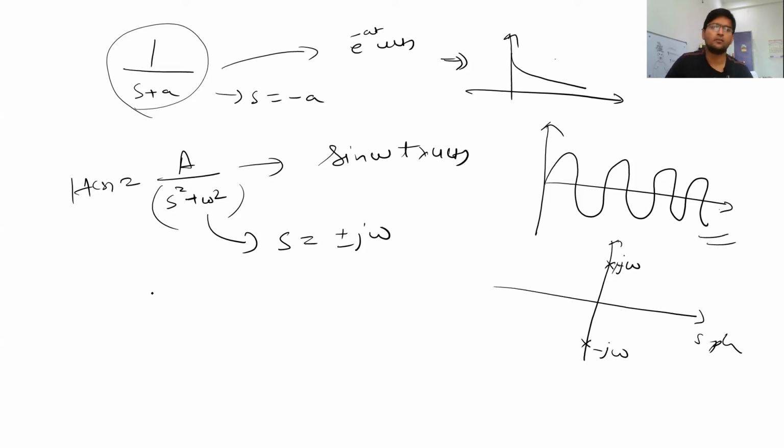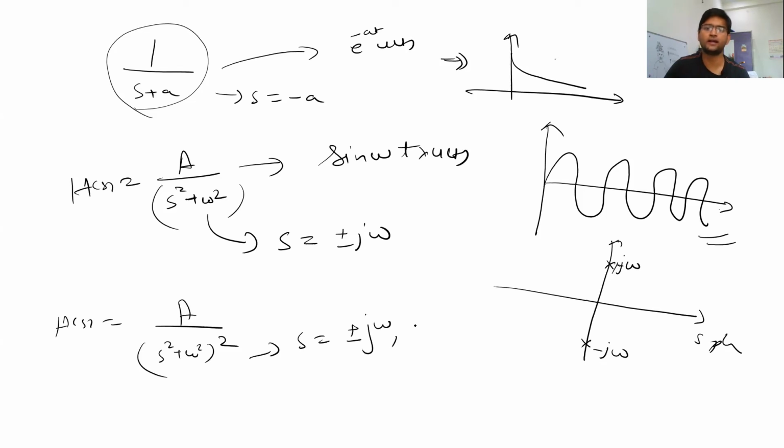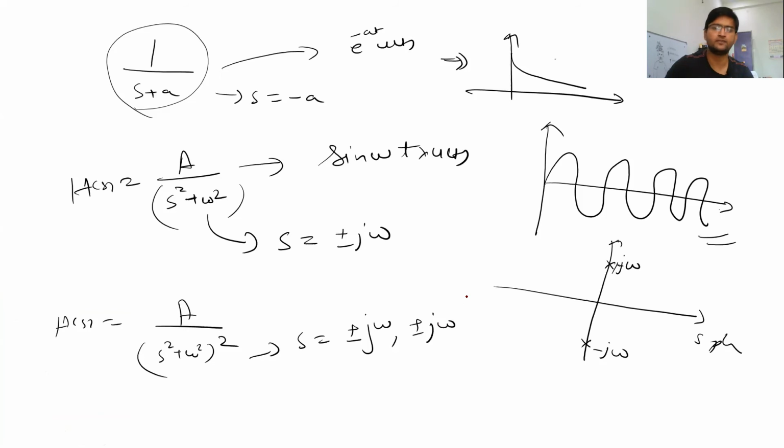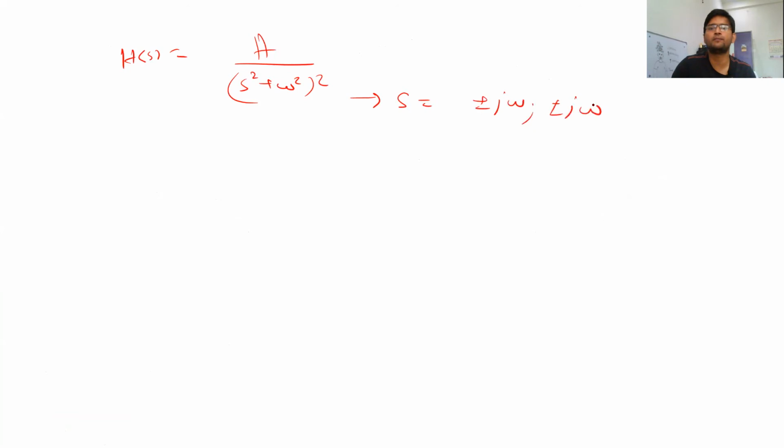It is not unstable. But what will happen if you have a function like this, a upon s square plus omega square, whole squared? Now you can say that your poles are not simple. You will have poles at plus j omega and again plus minus j omega. So if you want to represent this on the S plane, what will happen? Let me see in the next slide. We had H(s) equal to 1 upon s square plus omega square, whole squared. So we have poles at plus minus j omega and also one more plus minus j omega.